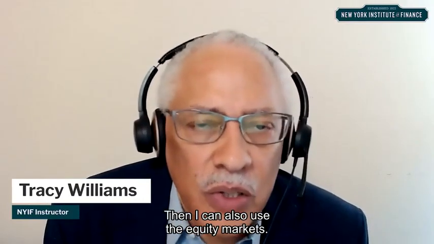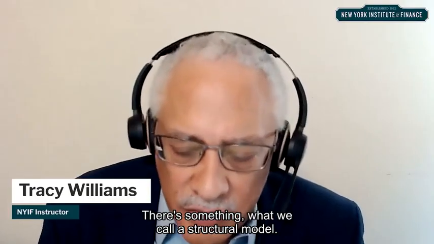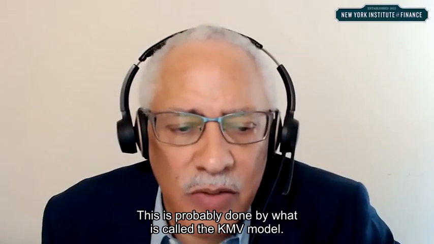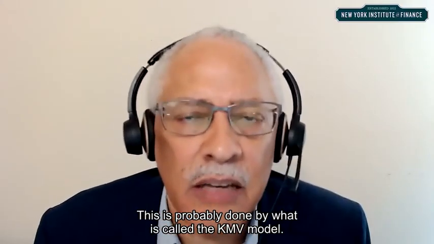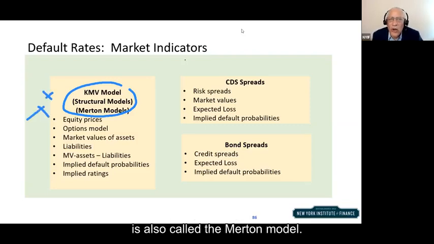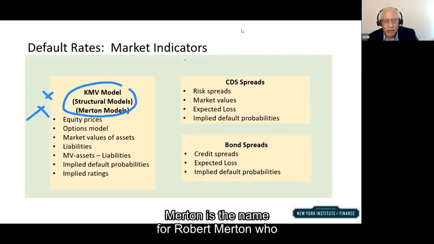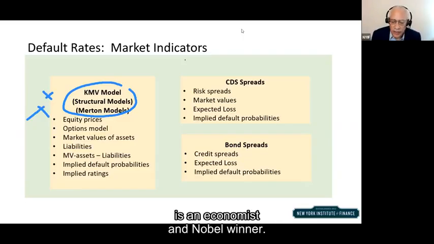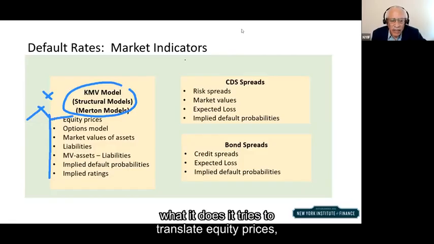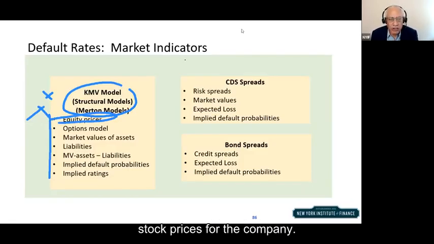Then I can also use the equity markets. There's something we call a structural model. This is popularly done by what is called the KMV model. It's also called a structural model. It's also called the Merton model. Merton is named for Robert Merton, who is an economist and Nobel winner. And so in that particular model, what it does, it tries to translate equity prices, stock prices for the company.